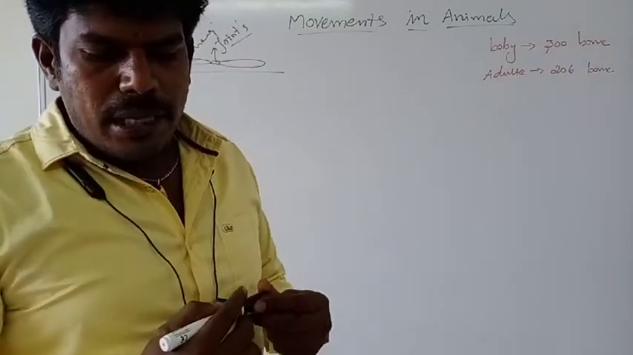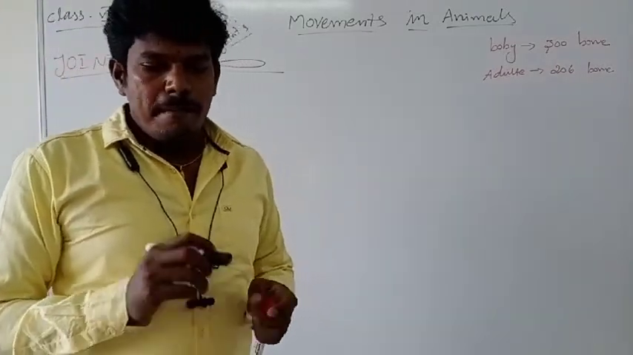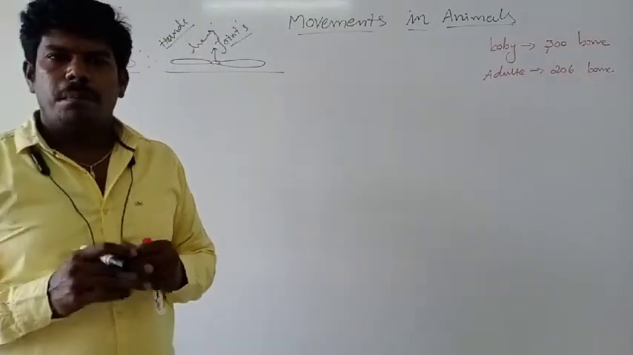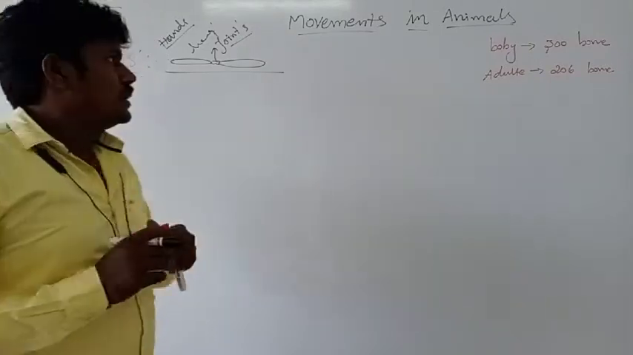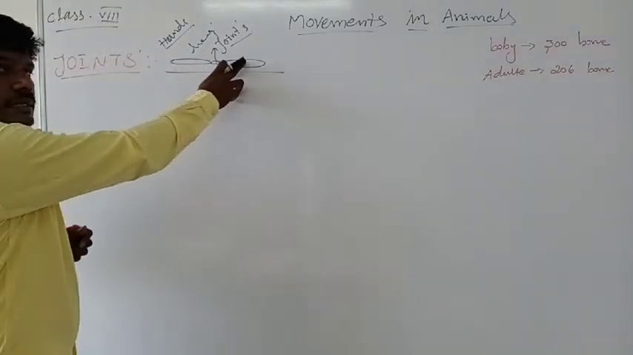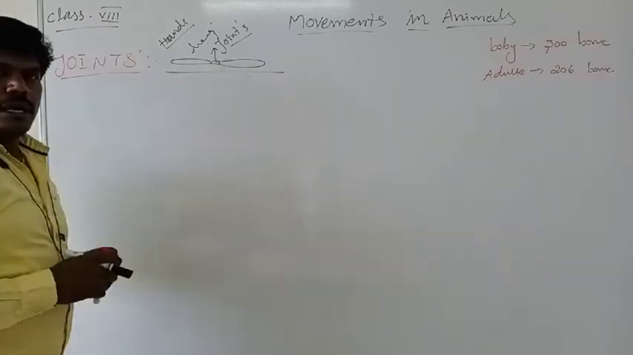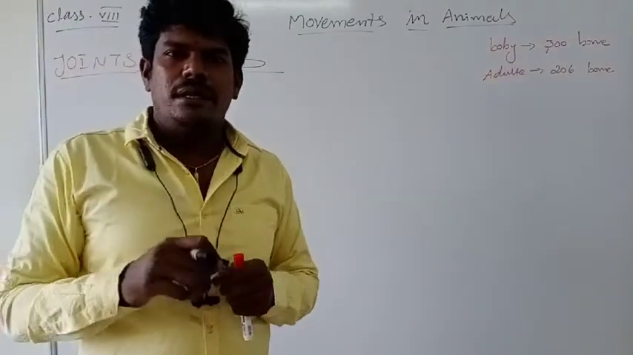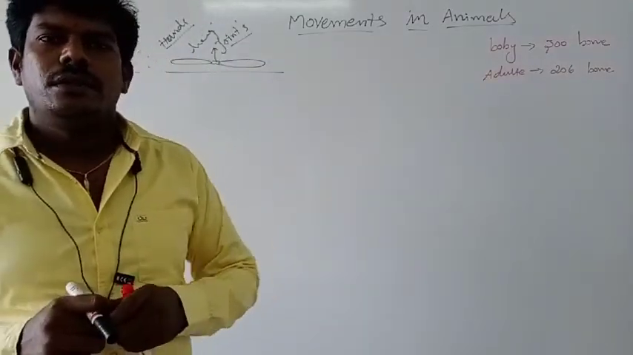See, the point at which two separate bones meet is called a joint. This is one separate bone and this is another separate bone. Two separate bones will join at a particular point, and that point is called a joint.